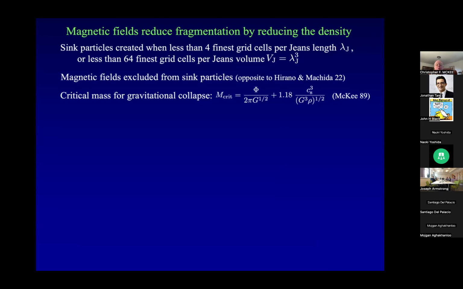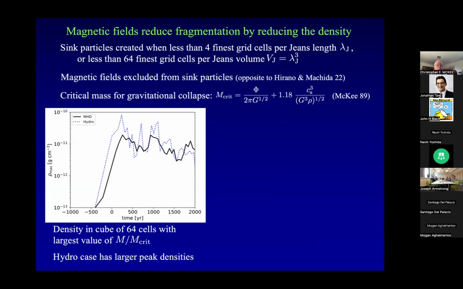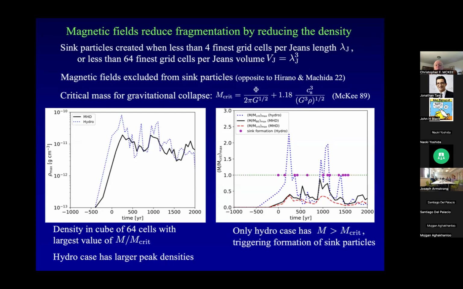So the critical mass for gravitational collapse includes both the magnetic effects and the thermal effects. And so what we looked at was the density in the cube in our simulation that had the largest ratio of mass to the critical mass. And you can see that the blue dots are generally higher than the solid black line. The hydro gets to higher densities. So on the right, we plot the ratio of the mass to the critical mass.